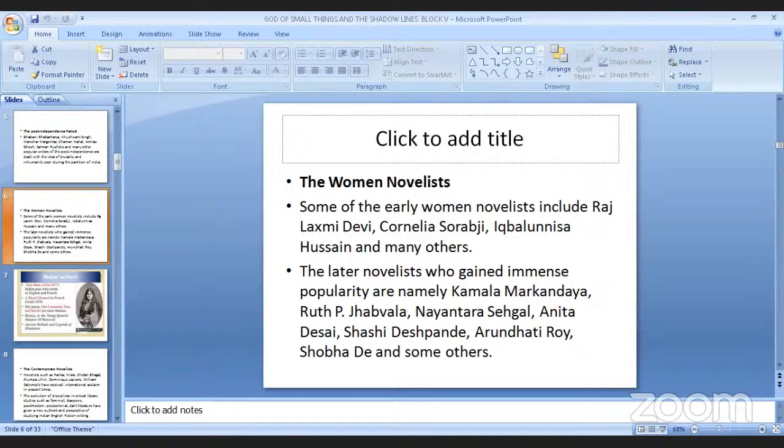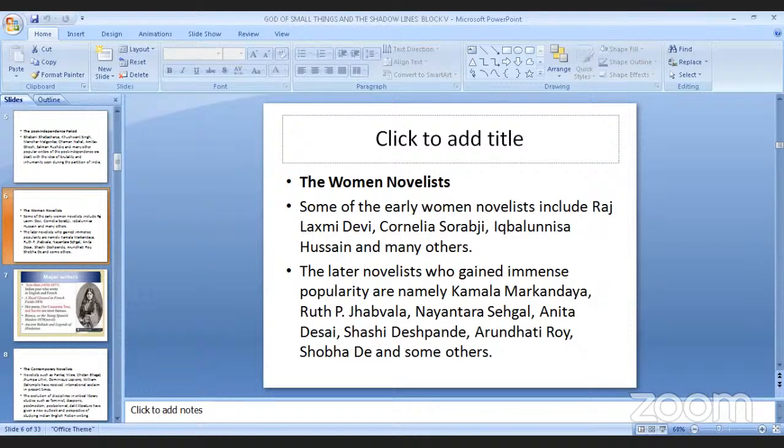Then again, Shashi Deshpande is a most celebrated women novelist. Her novel, The Dark Holds No Terrors, depicts the struggle of a woman named Sarita, who tries to break the strictures of society and rebels against familial authority. Then, of course, Arundhati Roy, whom we'll be doing today.